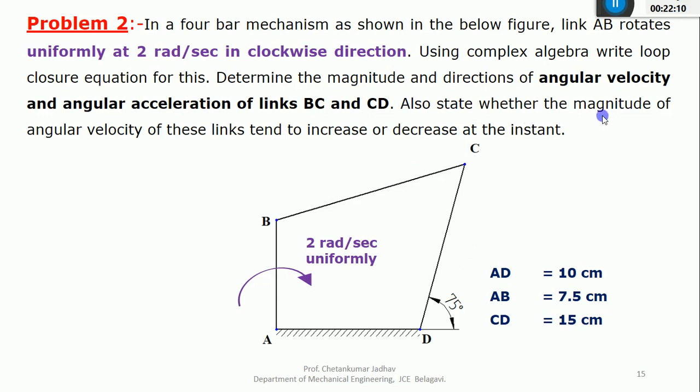Also state whether the magnitude of angular velocity of these links tends to increase or decrease as they start moving from left to right. I want to know only whether the magnitude of angular velocity of this link and this link is increasing or decreasing. So this is the given problem. Please let me know if there is any confusion.